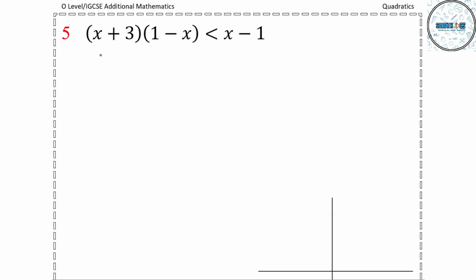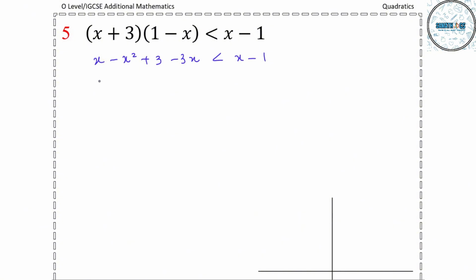Let's solve a complicated inequality in which we have to do expansion first. We have to bring it into the form ax squared plus bx plus c less than 0, and then we have to further solve it. So first of all, we will expand the left-hand side. We will multiply x by 1, we will get x. x multiplied by minus x is minus x squared. 3 multiplied by 1 is 3. 3 multiplied by minus x is minus 3x, less than x minus 1.